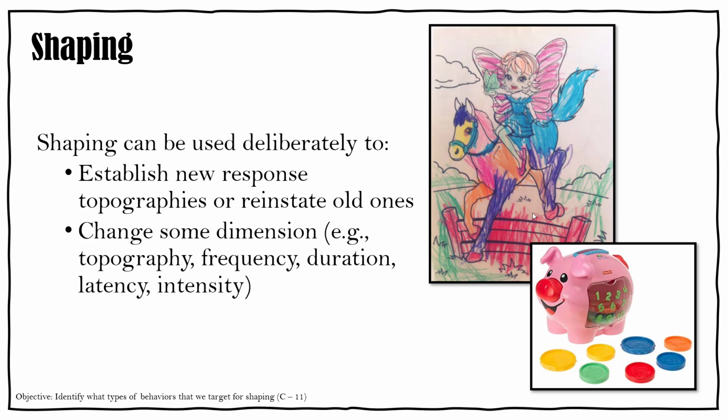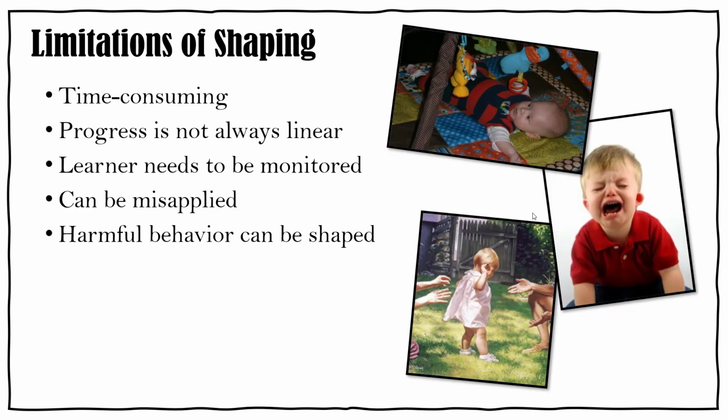You might have a kid that talks too softly and you want to increase the intensity, so you might reinforce when he speaks a little bit louder, and then a little bit louder, and then at a normal volume. Or you might have a kid that talks too loud and you want to decrease that intensity. Those are all examples of things that you can use shaping for.